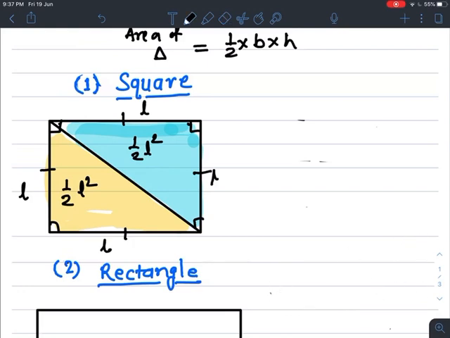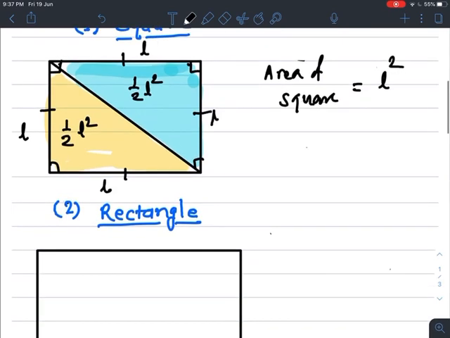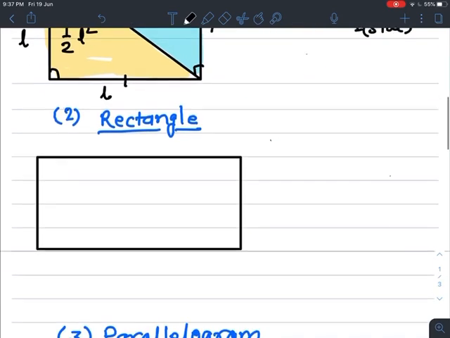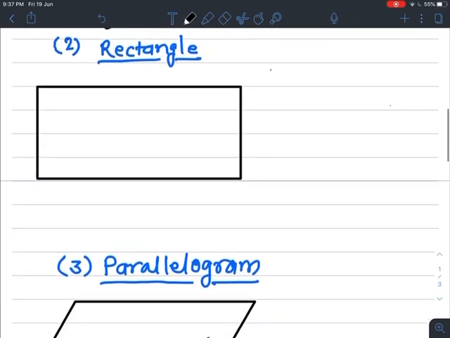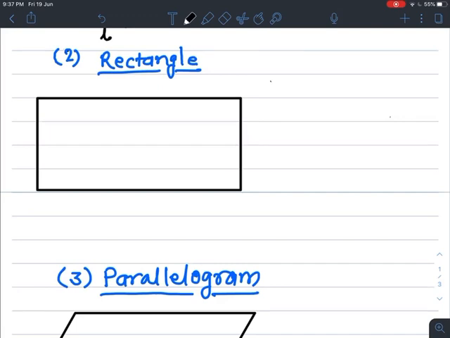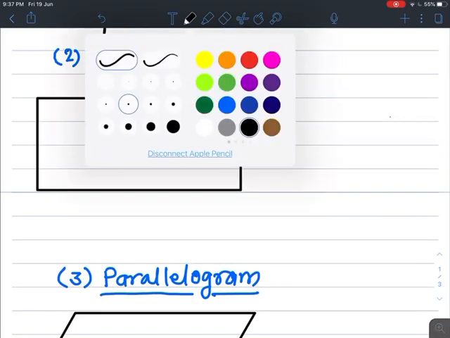So the area of a square is equal to half L square plus half L square, that is 1 L square. So L square, or we can write side square. Now we can see the rectangle. How to find the area of a rectangle? So again I will form the area of a rectangle.